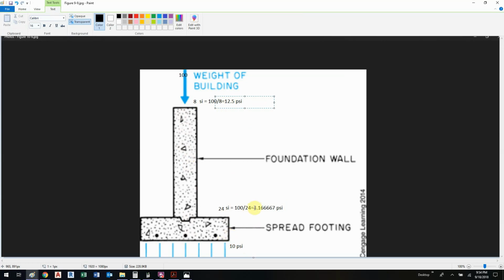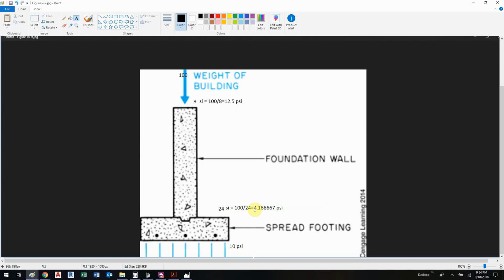But because this is only 4.16667, it is less than the 10 PSI that the ground will hold, and that way it does not sink. I hope that clears that up a little bit. If not, let me know, send me a text, or ask me in class, and I would be glad to try to explain it to you in a different way.